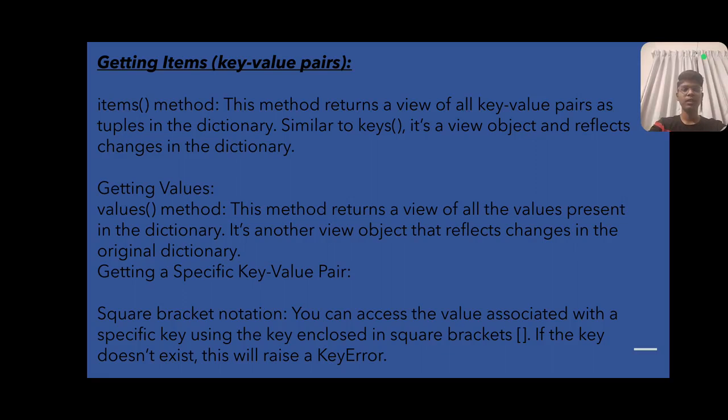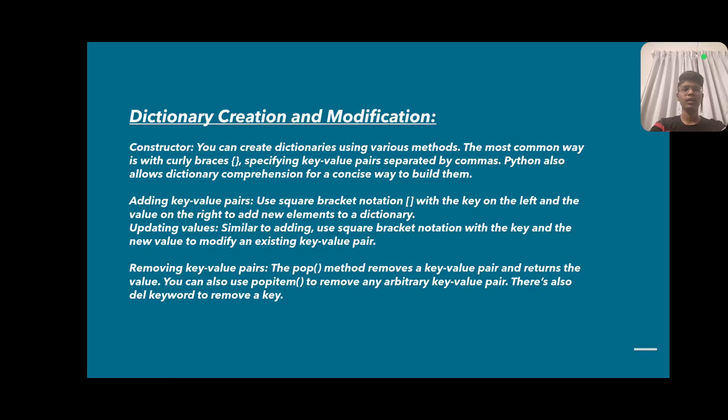Getting a specific key value pair. Square bracket notation. You can access the value associated with a specific key using the key enclosed in square brackets. If the key doesn't exist, this will raise a key error.